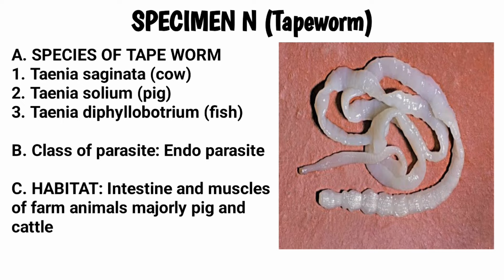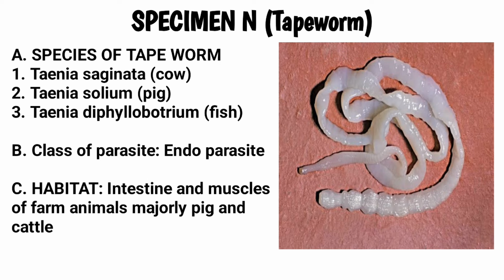It is an endoparasite because the word endo means inside. So it stays inside the body of the host. For example, this tapeworm stays inside the body of the cow or the cattle. For the habitat, it lives in the intestine and muscle of farm animals.